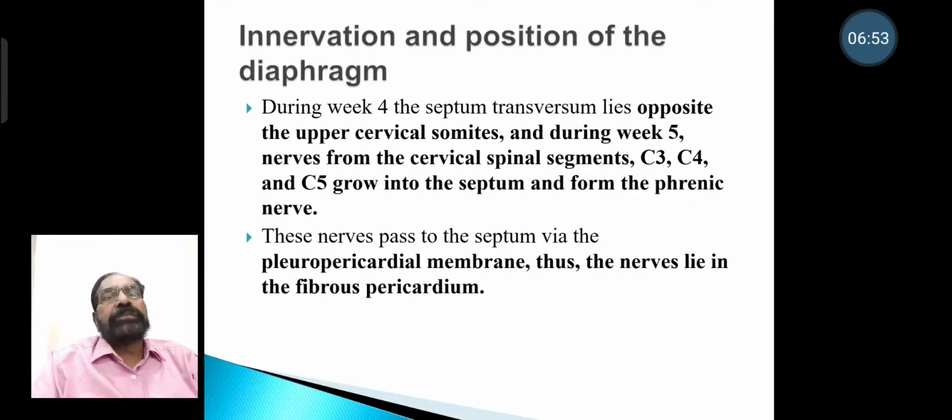Innervation and position of diaphragm. During the fourth week, the septum lies opposite the upper cervical somites. During fifth week, nerves from cervical spinal segments, that is C3, C4 and C5, grow into the septum and form the phrenic nerve. These nerves pass to the septum via the pleuropericardial membrane. Thus, the nerves lie in the fibrous pericardium.